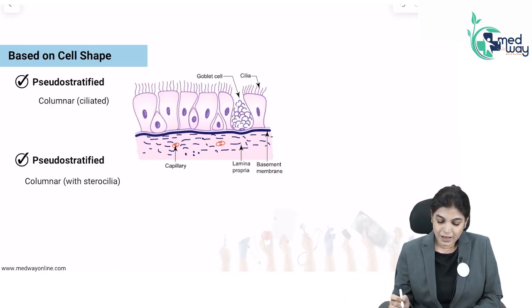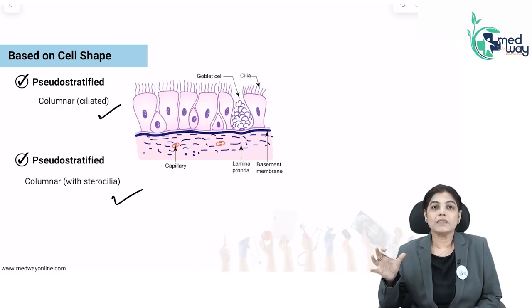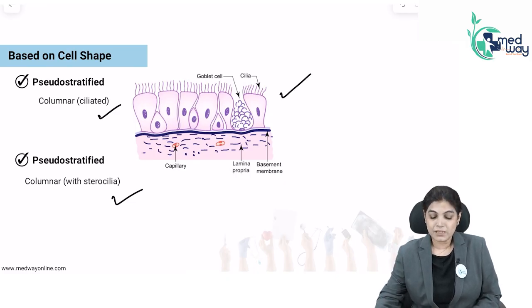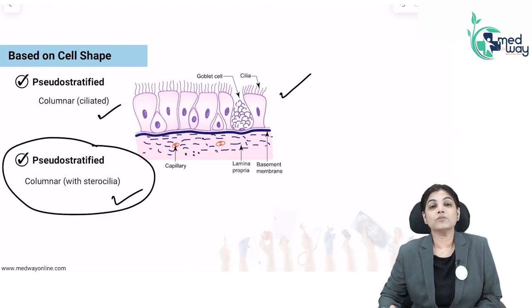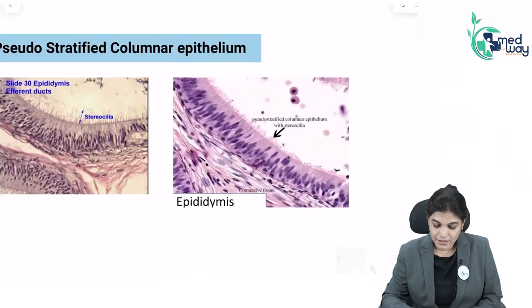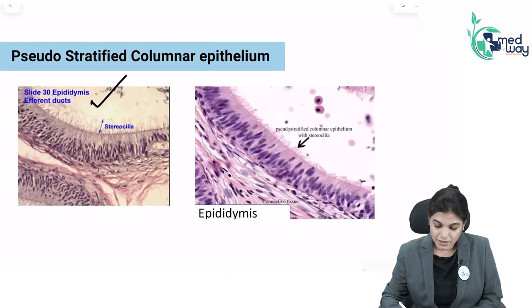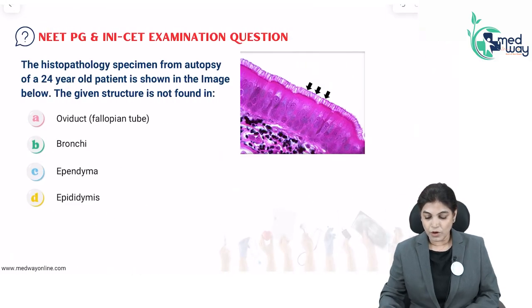So let me show you. We have pseudostratified ciliated columnar epithelium. It is present in the respiratory epithelium, in the trachea and principal bronchus. And if we talk about pseudostratified columnar epithelium with stereocilia, it is present in the epididymis and vas deferens. There is a vast difference. So you can just see this. Here we can see the epididymis and we can see the stereocilia, and here also the epididymis, pseudostratified columnar epithelium with stereocilia. So this example is very important for you to understand.